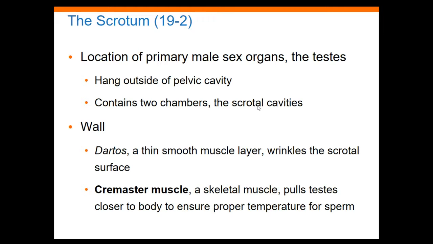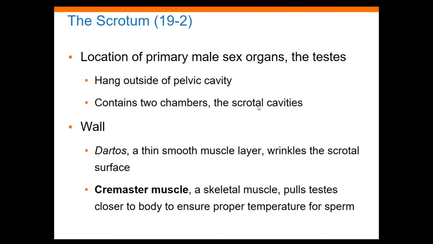So the testes, or the gonads, also referred to as the primary sex organs, are found in the scrotum, and both testes are found there, each one in a scrotal cavity. The testes are about 2 inches long, a little over an inch wide, and an inch thick. They weigh about half an ounce apiece or so. They're roughly the size of a flattened egg.